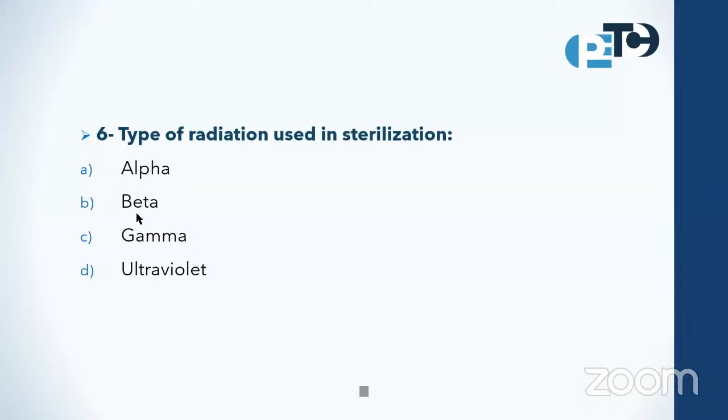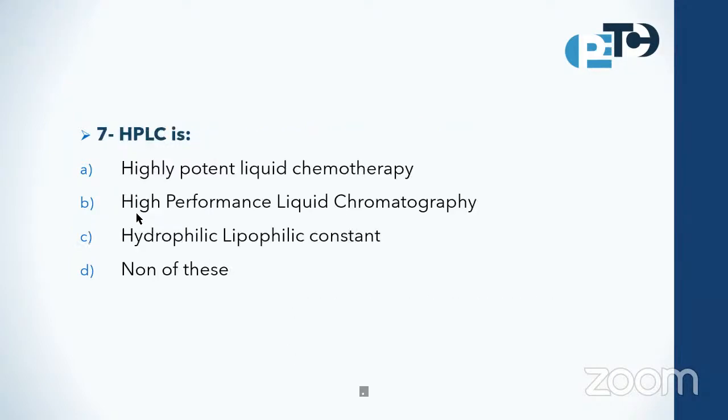Let us see this question. The type of radiation used in sterilization. It is gamma radiation. It is the most popular form of radiation used in sterilization. Okay, we use it when the materials are sensitive to high temperature for autoclaving. But the material should be compatible with the ionizing radiation. So this is the gamma radiation.